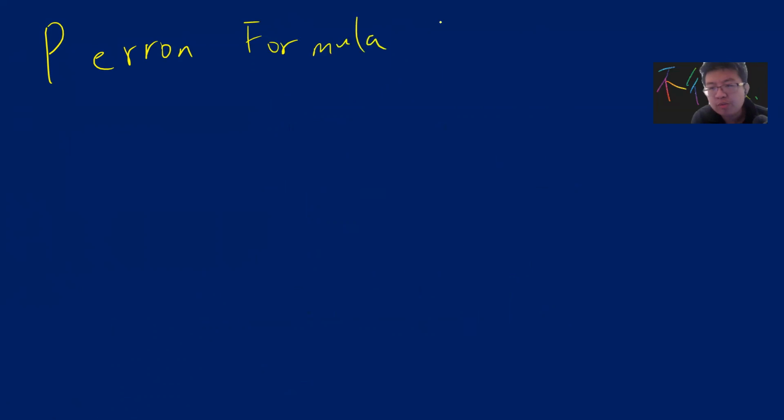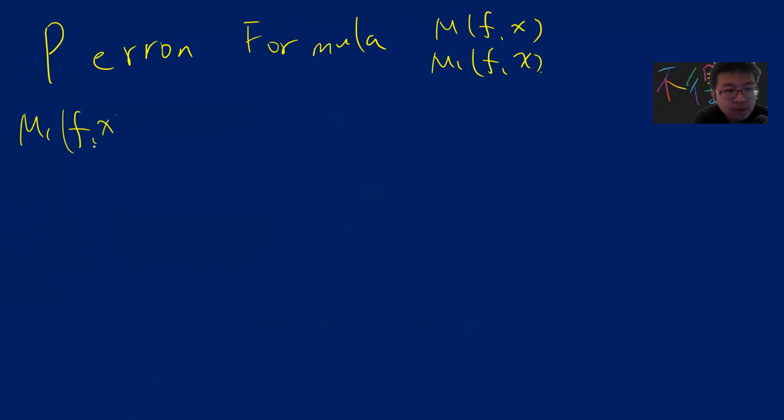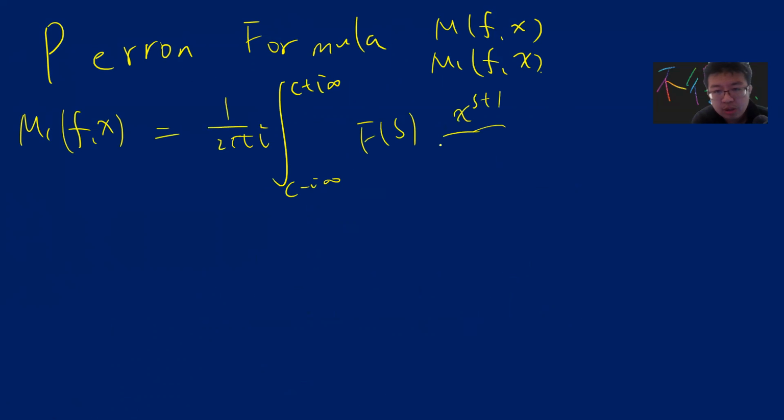Perron formula has two versions. One is for this M f of x, one is for this M1. Let me just state this M1. The theorem tells you that basically M1 of x will be 1 over 2 pi i, the integral from c minus infinity to c plus infinity of f of s, x to the s over s(s plus 1) ds, right? We do something like this. And you need to assume that f of s converges, so after some straight line, f of s converges absolutely.